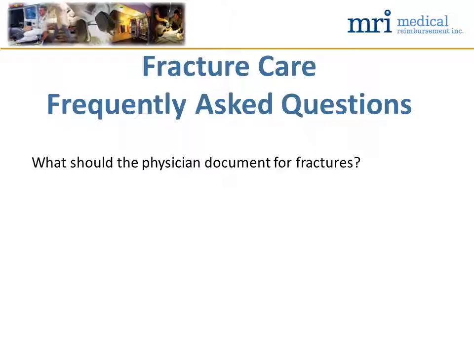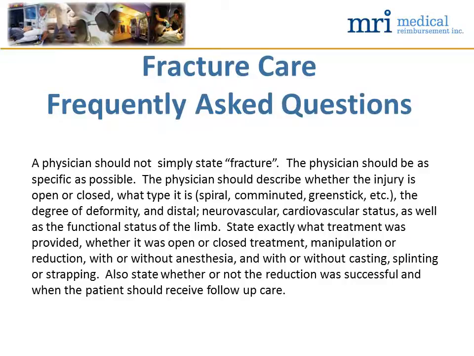What exactly should the physician document in the medical record for fractures? A physician should never simply state fracture. The physician should be as specific as possible. The physician should describe whether the injury is open or closed, what type of fracture, the degree of deformity, and distal neurovascular, cardiovascular status, as well as the functional status of the limb. This is going to be especially important when ICD-10 comes.